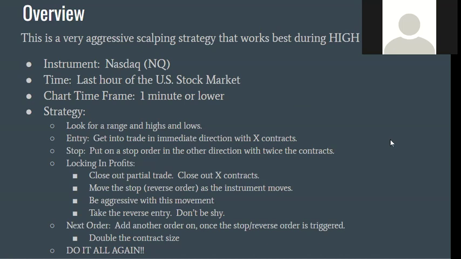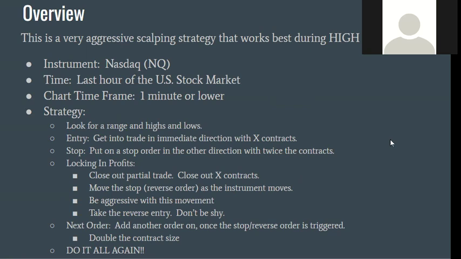Let's say that's 10. For the stop, we're going to put on a stop order in the other direction with twice the contracts. So we're getting in with 10 with a market order, and then we're going to put on a stop with 20. To lock in profits, there's two ways you can do it. You can leave it all on and move that stop aggressively and basically you're in and out, or you can close out partial. Now I close out partial on these. But one way you could do it is just push that other order, your stop order, in the direction, and when it reverses, it's going to put you in the other direction.